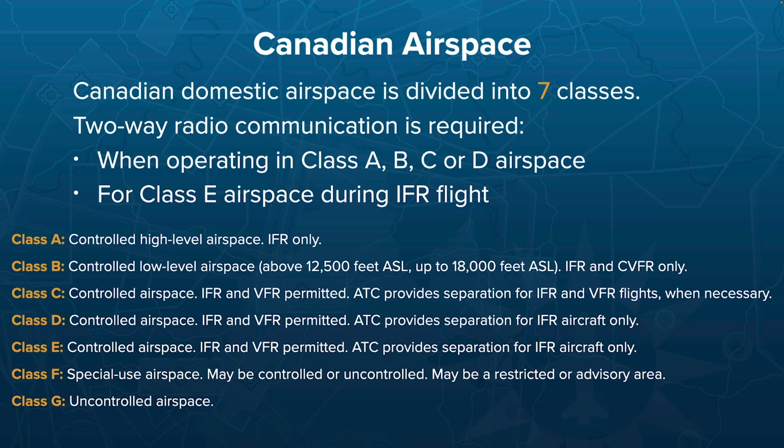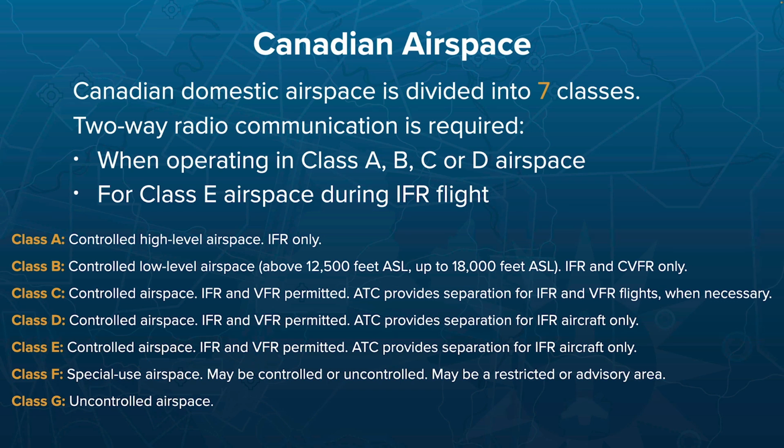Class C, controlled airspace, IFR and VFR both. ATC, air traffic control, is going to provide separation for IFR and VFR flights when necessary. So if we're flying VFR, we may ask for flight following and get permission to enter into Class C controlled area. Class D, controlled airspace, also IFR, VFR allowed.